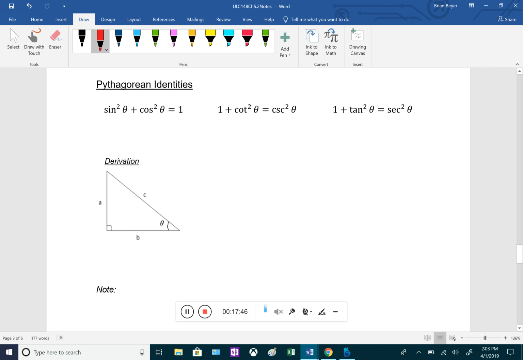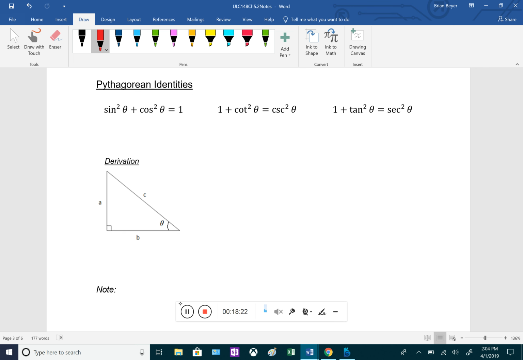If we worked with this first one that we just did on the left, if we divide everything by sine squared theta, it would end up being this one right here. Sine squared divided by sine squared is 1. Cosine squared divided by sine squared is cotangent squared, thanks to the quotient identity. And 1 over sine squared is equal to cosecant squared. So these all are the same thing, just rearranged a little bit.